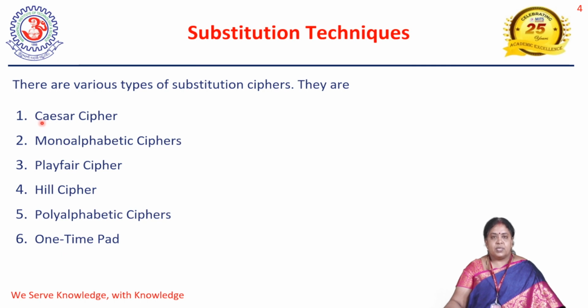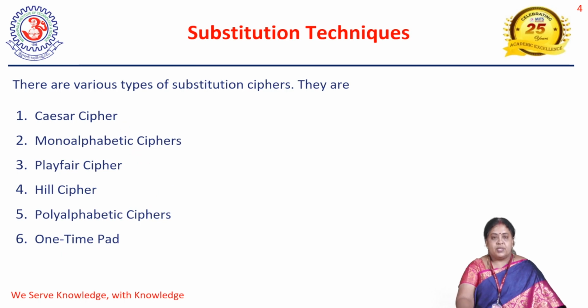The first one is called Caesar cipher, or we can call it Caesar substitution technique. The other one is called monoalphabetic cipher. Then the third one is Playfair cipher, the fourth one is Hill cipher, the fifth one is polyalphabetic cipher, and the sixth one is one-time pad. These are some of the substitution techniques that we are going to discuss today.